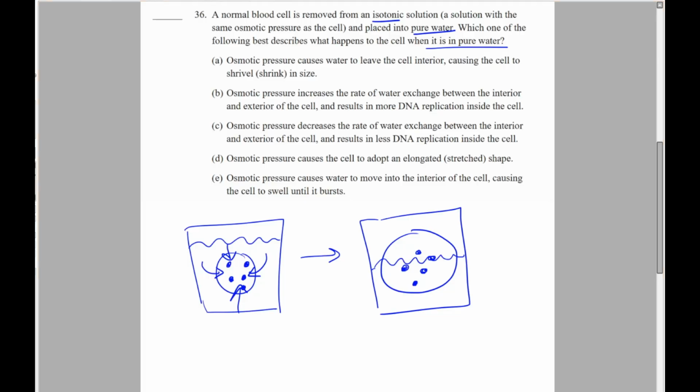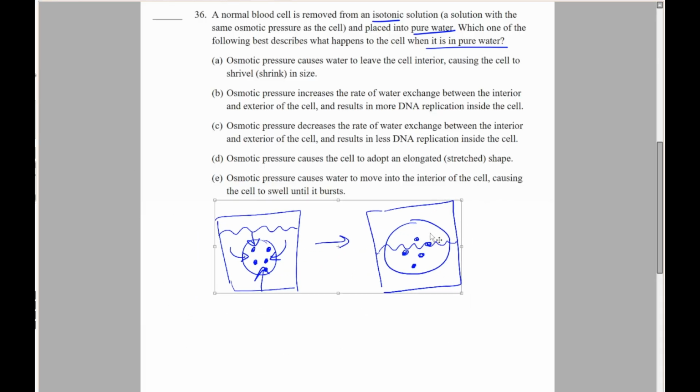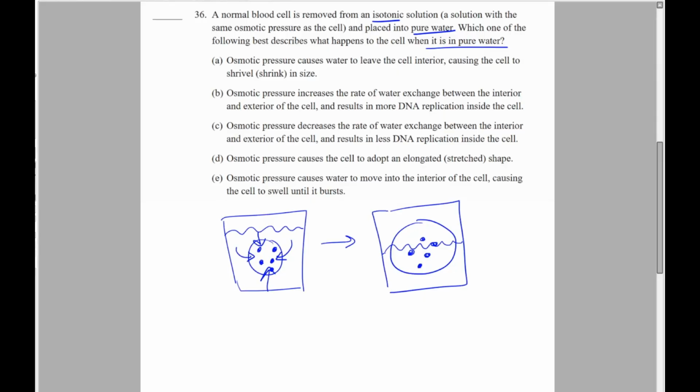So that's going to be the general concept for this question, but we have a specific scenario. The specific scenario is this normal blood cell is initially in an isotonic solution, which means that there is the same concentration of solutes both outside of the cell and inside of the cell. So this is our example, and this is our situation.